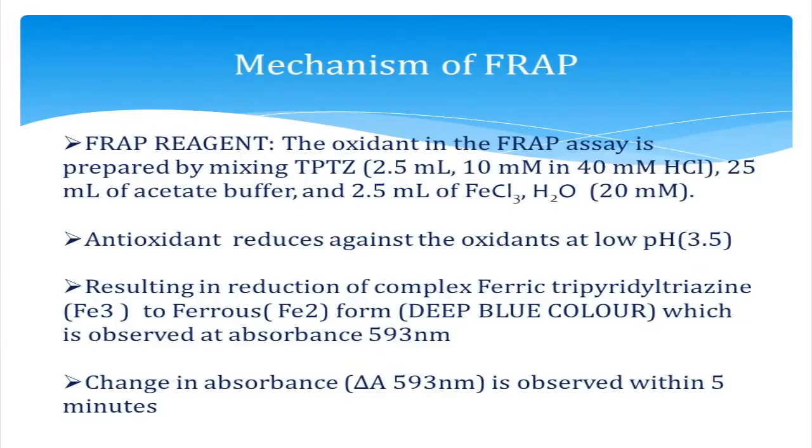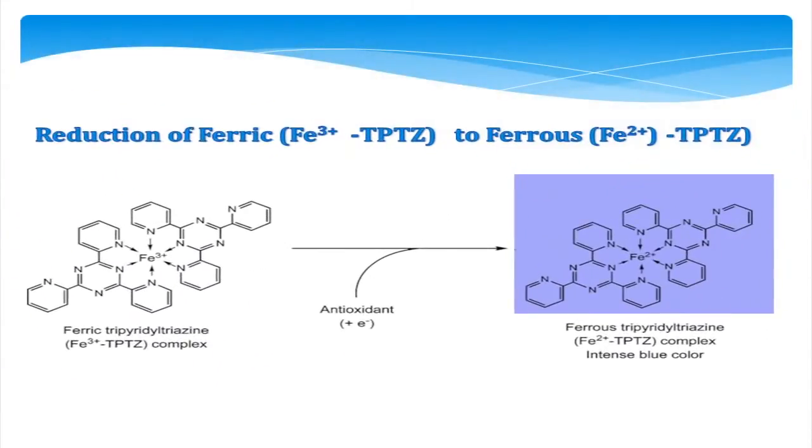Okay, let's move on to the mechanism of FRAP. This is a simple assay wherein FRAP reagent is prepared using TPTZ, acetate buffer, ferric chloride and water. At a low pH of 3.5, the antioxidant reduces the oxidant, forming ferrous, which binds with the ligand to give a deep blue color. This change is observed at 593 nanometers. It is a quick reaction which occurs in less than a few minutes. So, this is a reaction of electron transfer from antioxidant to ferric tripyridyl triazine to form the ferrous complex.